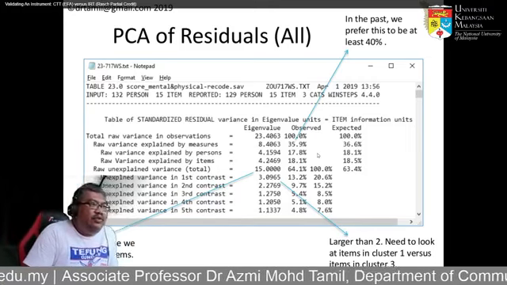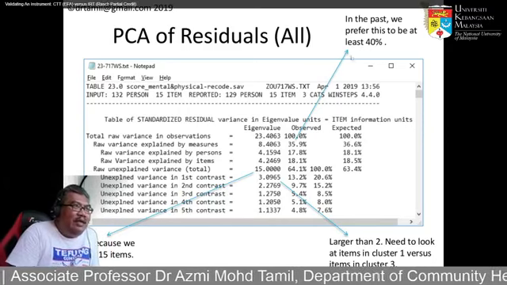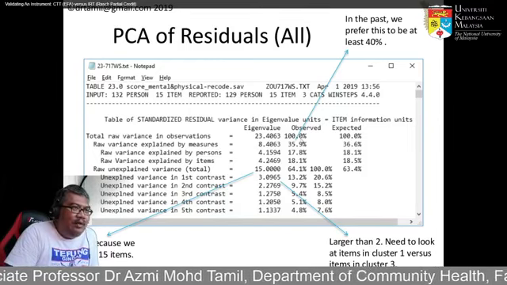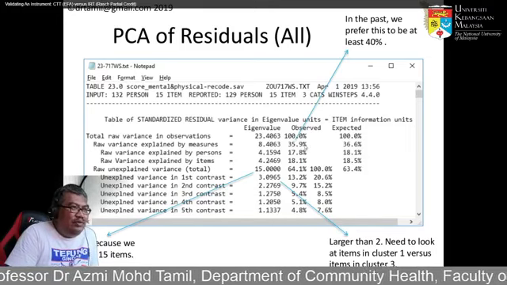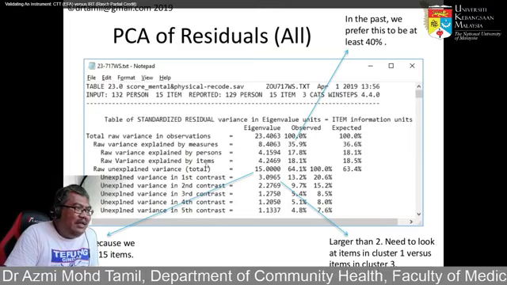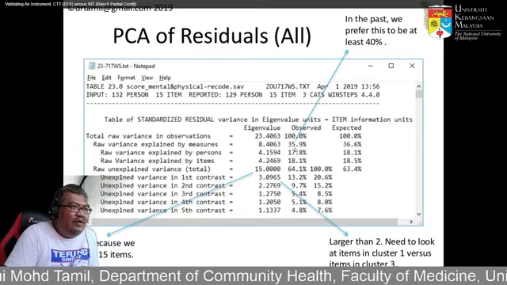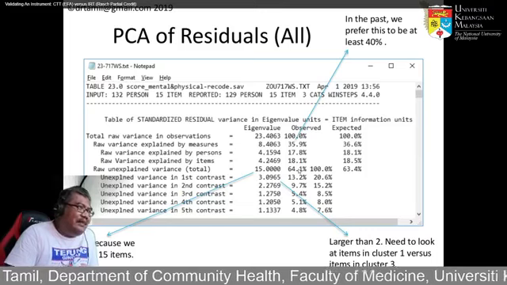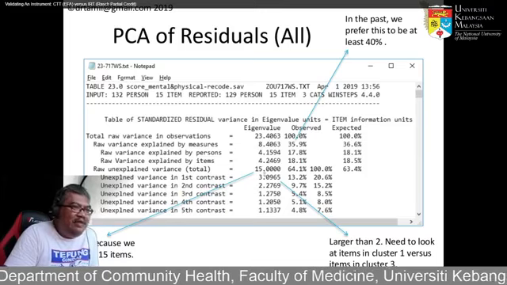So what do we do? Number one, in the past, we look at the raw variance explained by measures, and we want this to be 40%. If it is 40%, you say the model is good. Why? Because everything can be explained by the person and items measure. Here it cannot. It's only 35. But under the new school of thought for Rasch, 35 is still okay. In the past, we preferred it to be larger than 40%. Why 15, as mentioned just now? Because we got 15 items.